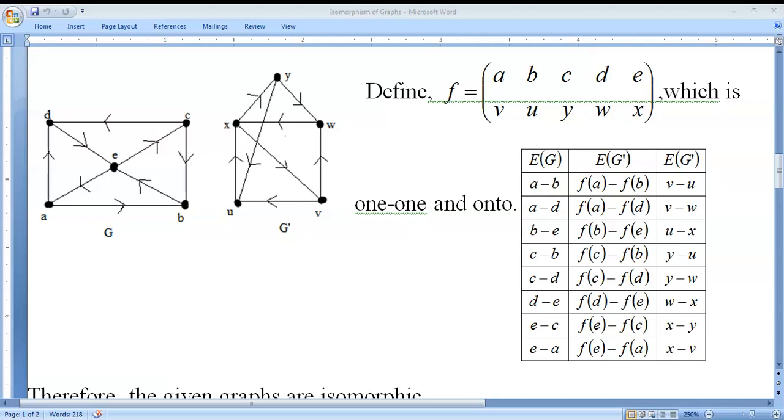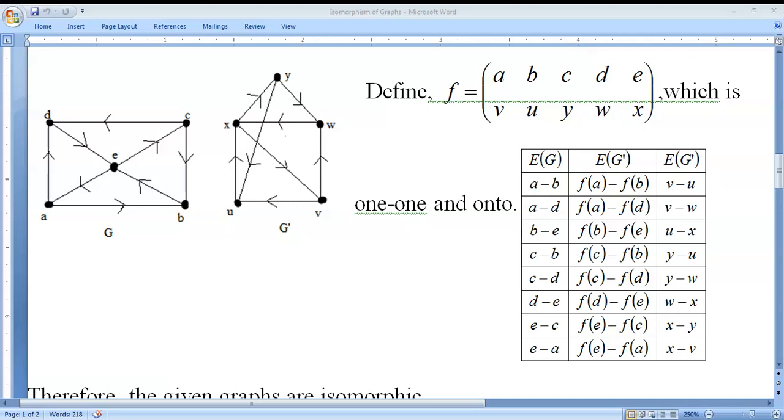So let us start with vertex A. Vertex A has in degree 1 and out degree 2. Now let us move on to graph G dash and identify a vertex having 1 in degree and 2 out degree. On the screen I have mapped A to V. Let us move on to V. V also has 1 in degree and 2 out degree. So I have mapped A onto V.